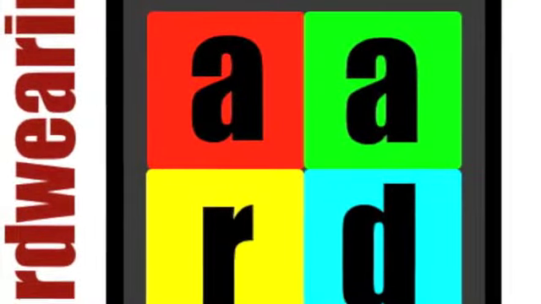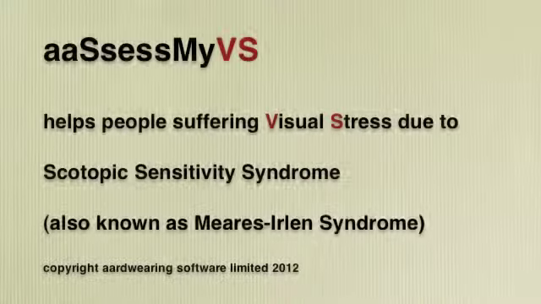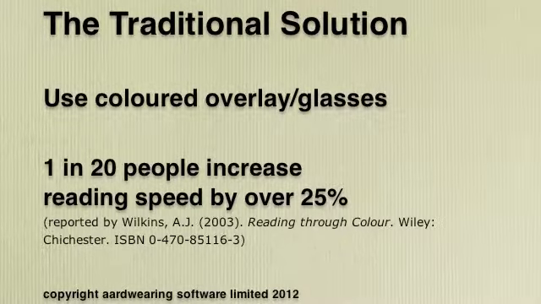Both apps are aimed at helping people who suffer from visual stress when reading dark text on a bright white background. Studies have shown that coloured overlays placed over the pages being read can increase reading speeds by more than 25% for about 1 in 20 people. Those affected will include some dyslexics and migraine sufferers.